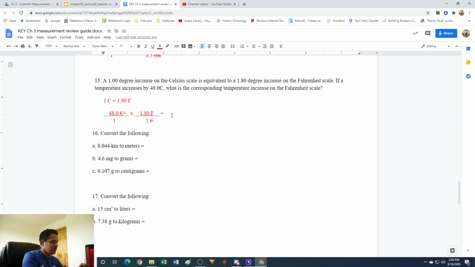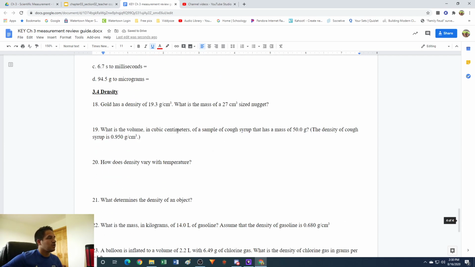48 times 1.80, I get 86.4 Fahrenheit. And then we're going to keep it at 3 sig figs, seeing as this has 3 sig figs. So our final answer is just 86.4 degrees Fahrenheit. That's it. All right, we are almost there.